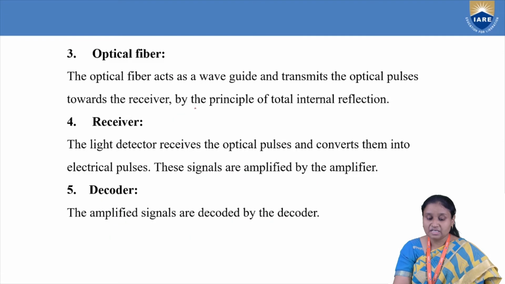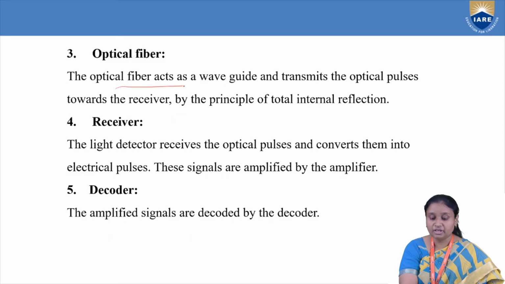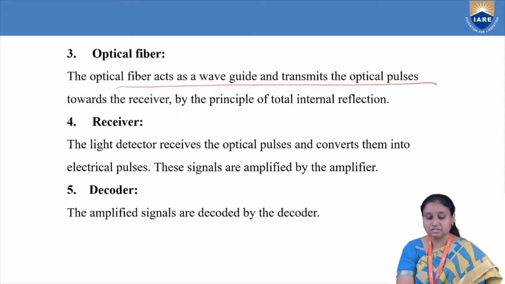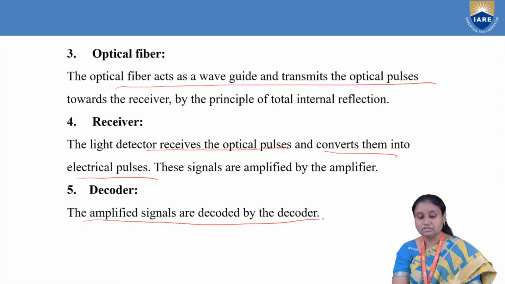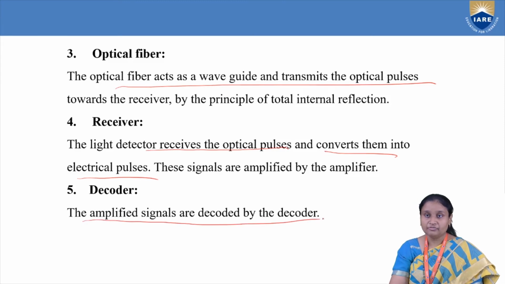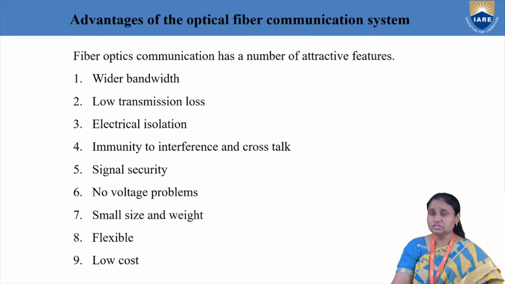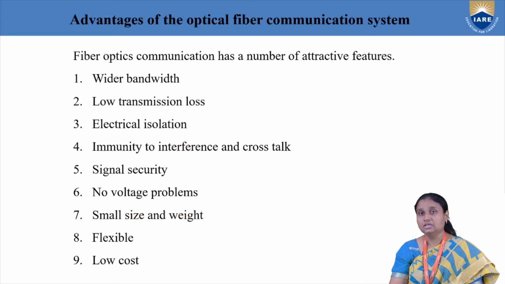So I think all these parts we have discussed in detail. The optical fiber transmits optical pulses. The receiver receives optical pulses and converts them into electrical pulses, and then the decoder takes whatever amplified signals are given to it, and they are decoded, or converted back into binary information. So this is about the optical fiber communication system.